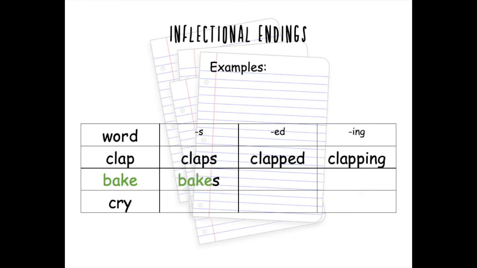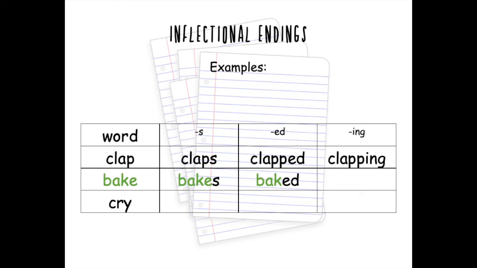Correct. To add an S to bake and make the word bakes, all you do is add the S. So bakes is spelled B-A-K-E-S. What if we wanted to add an ED and make the word baked? Right. We get rid of the E at the end of the word bake and add ED. So we spell baked, B-A-K-E-D.